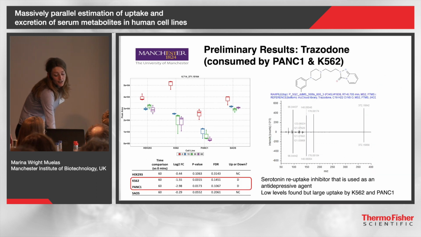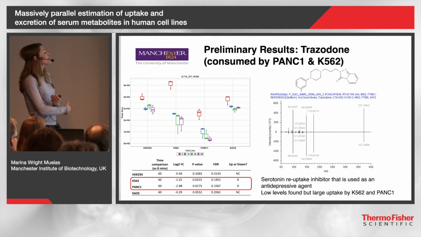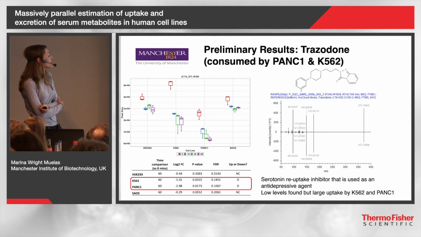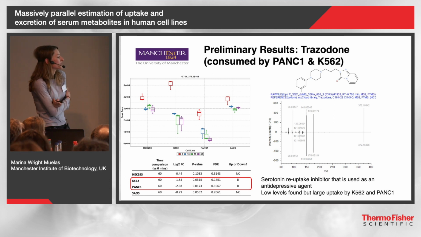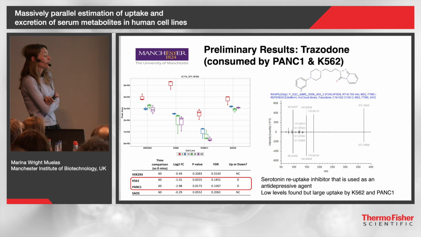And then another drug, I think this is the most exciting bit, finding various drugs in the serum that the cells are taking up or not. Trazodone, an antidepressant drug. Again, 2 cell lines consumed it, 2 cell lines didn't. Good match on the MSMS spectrum. We don't know what the transporter for this is. It's probably the serotonin transporter. Again, if we look at the expression data, we'll hopefully see differences in the expression of these.